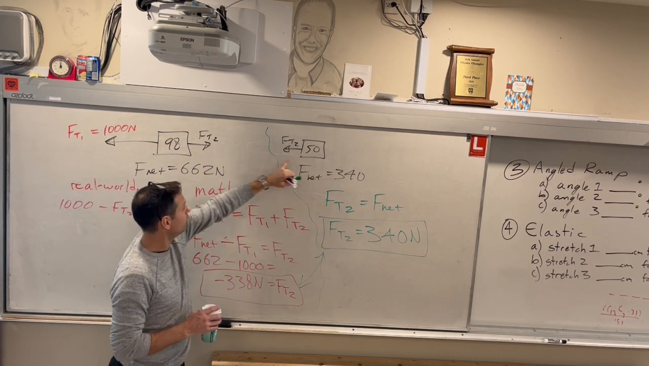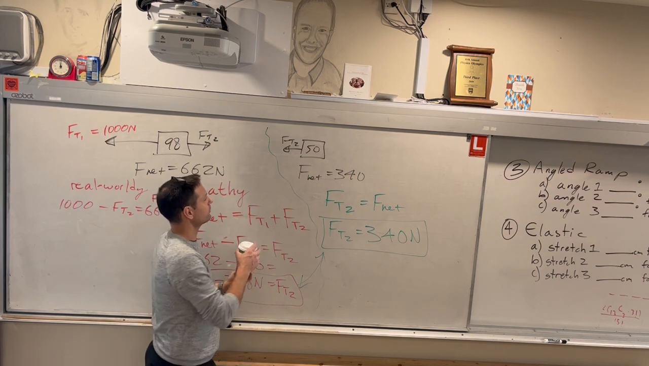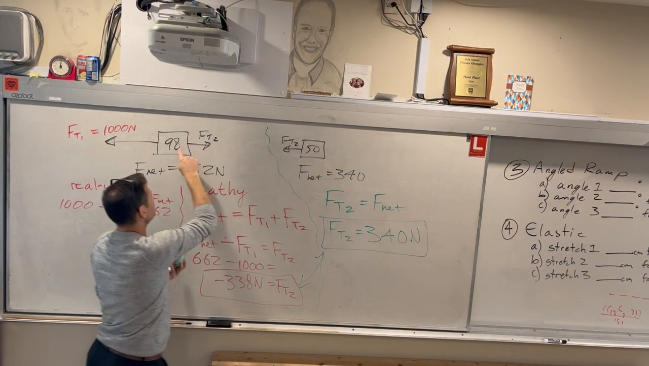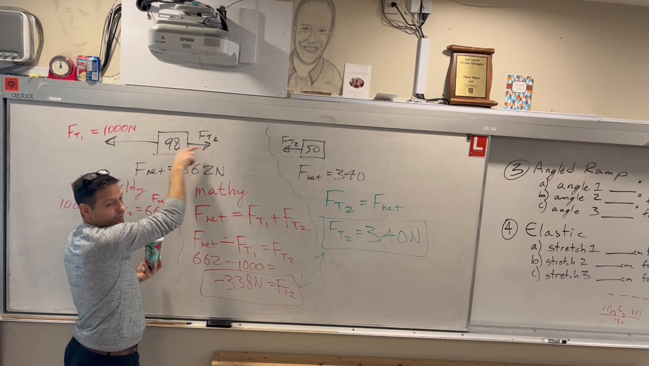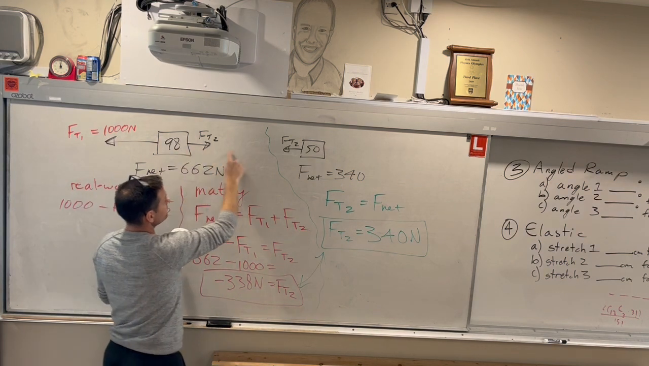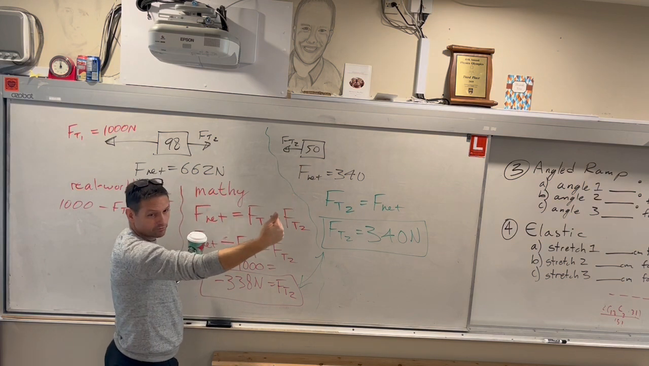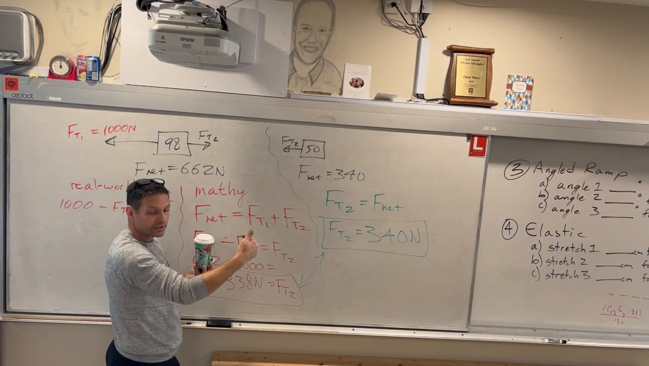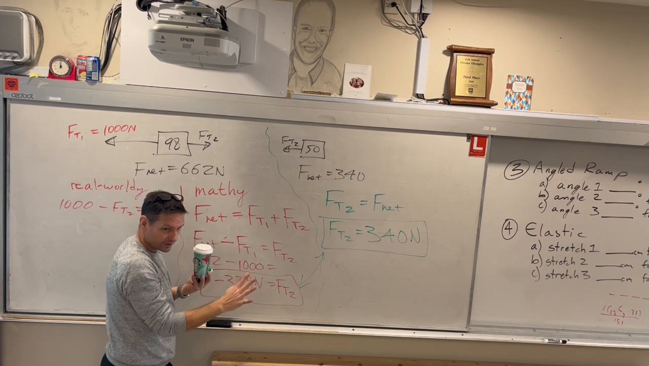Because on this rope, at the 50 kilogram block, the rope is pulling forward. At the 98 kilogram block, the rope is pulling backwards. So on one rope, if there's a rope joining these, the tension forces at the two ends will be equal and opposite. Always.